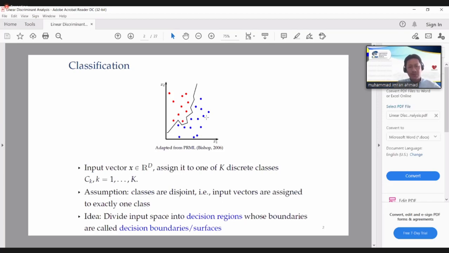So it is a very straightforward classification technique. The assumption is that classes are disjoint, which means the input vector is assigned to exactly one class because we have a separating line here. We divide the input space into decision regions, whose boundaries are called decision boundaries. This is just to explain what a classification technique is.